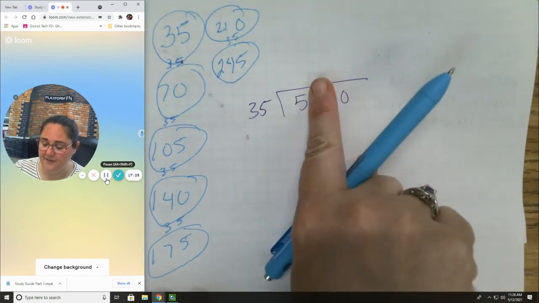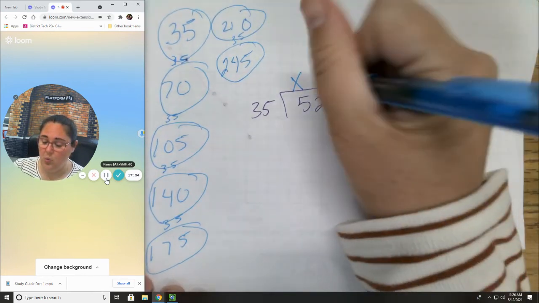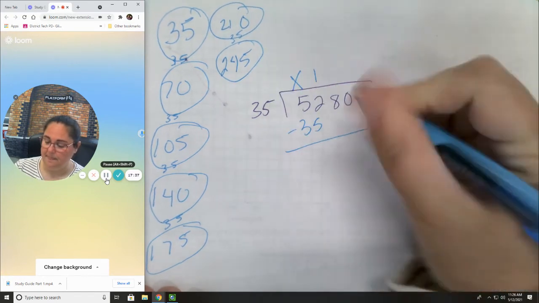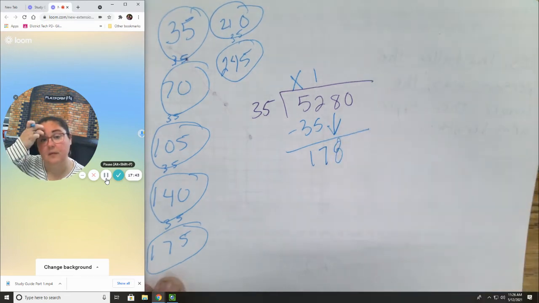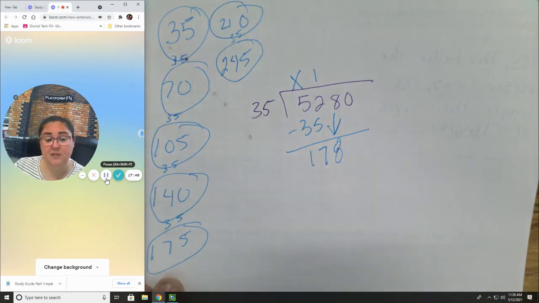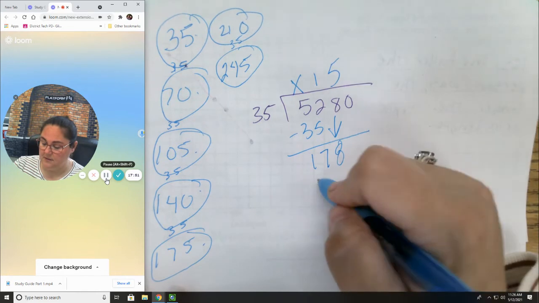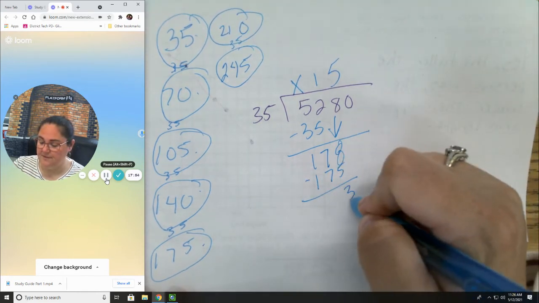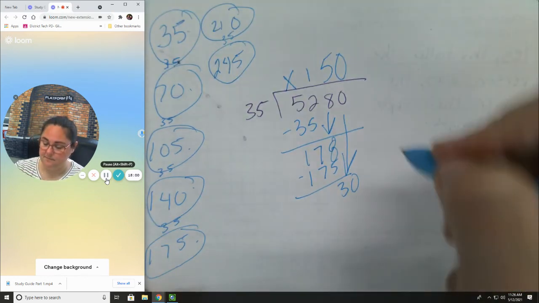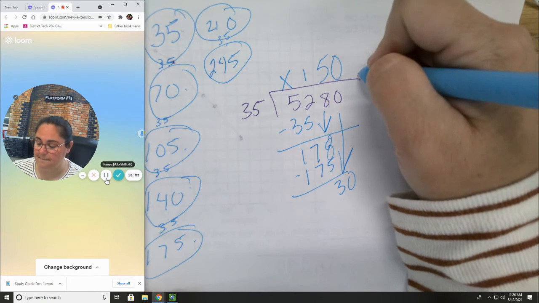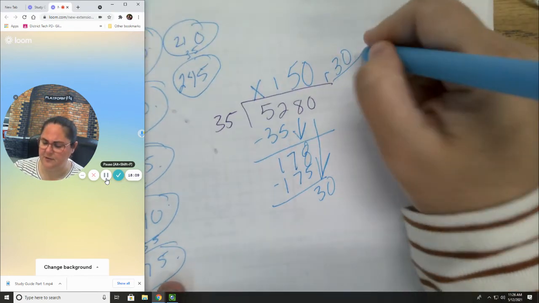All right. 35 does not go into 5. 35 goes into 52 one time. 52 minus 35 is 17. Bring down my 8. 35 goes into 178. 1, 2, 3, 4, 5. It goes in there 5 times, with 3 left over. 35 does not go into 30. So 150, remainder 30. Okay, now think about this, or 30 over 35.